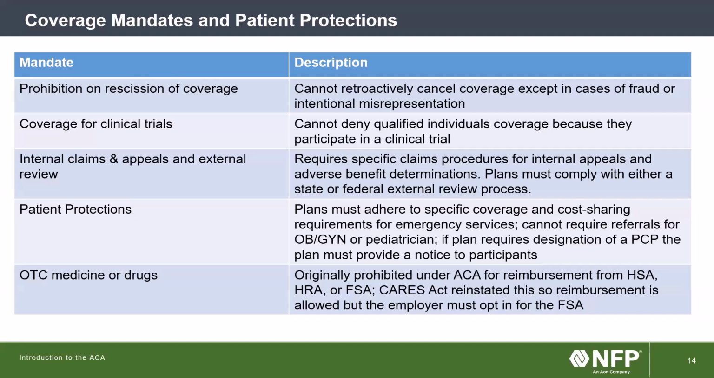The ACA gave us this general category that we're calling patient protections. Plans have specific coverage and cost sharing requirements that they must abide by for emergency services. Plans cannot require referrals for OBGYN coverage or for pediatricians. There are specific notices that, if you are required to designate a primary care physician, should be going out to participants, that kind of thing.